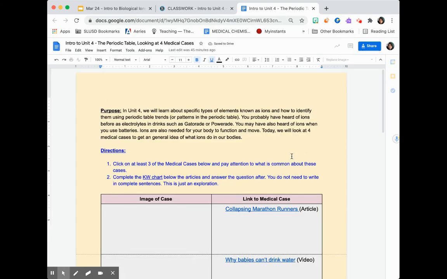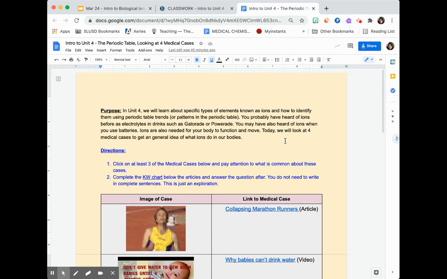this. So the goal in Unit 4 is to learn about specific types of elements known as ions and how to identify what ions you're missing or have too much of in the periodic table. Now, you probably have heard of ions before. You might call them electrolytes, like the stuff you find in Gatorade or Powerade. And you probably also heard of ions when you talked about batteries. They're pretty much the same thing. They just serve multiple functions, right? So ions are super important in our bodies in order for us to function and move.